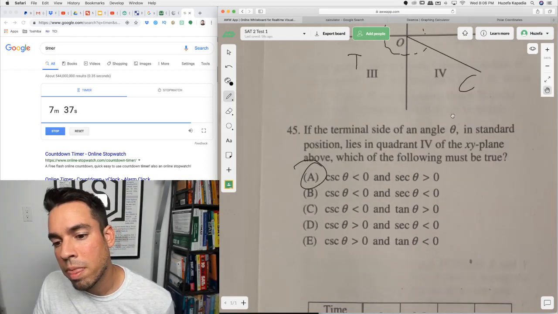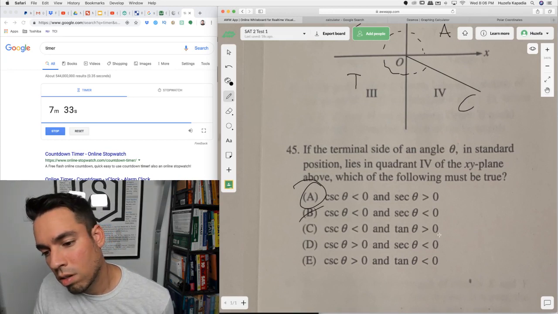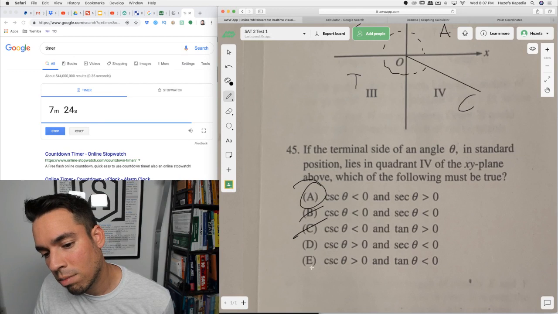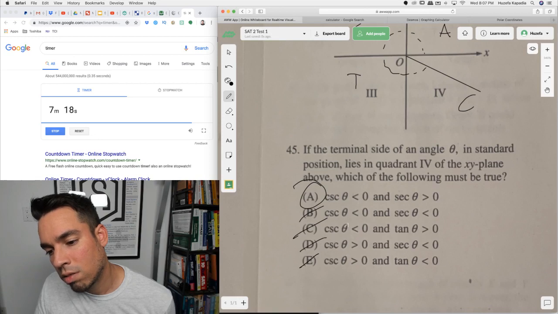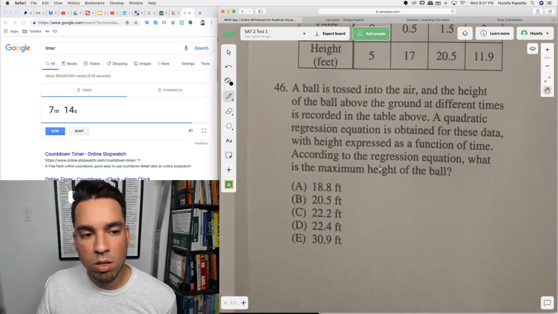And secant is positive, which is true. I think it's A, actually, because it's just inverses of the two functions, and cosecant is definitely negative. This is wrong. Tangent is not positive. It's only positive in quadrant 3. Tangent is negative, and cosecant is not positive. Sine is not positive. Okay, good. That's it.